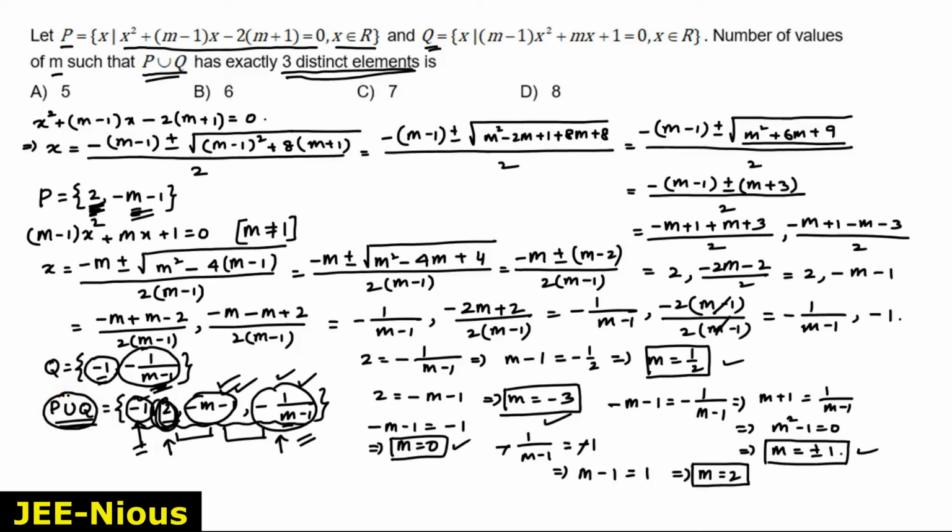Now, these are the 6 cases. That is 1, 2, 3, 4, 5 and 6. So, there are 6 values of m for which P union Q will have exactly 3 distinct elements.